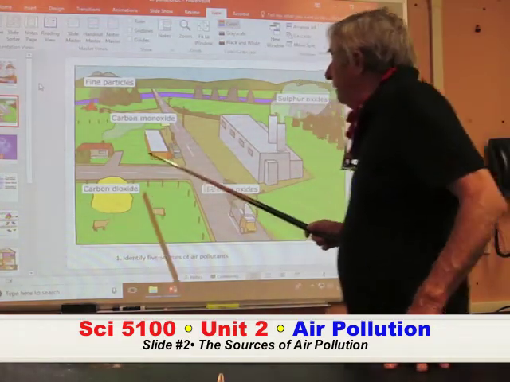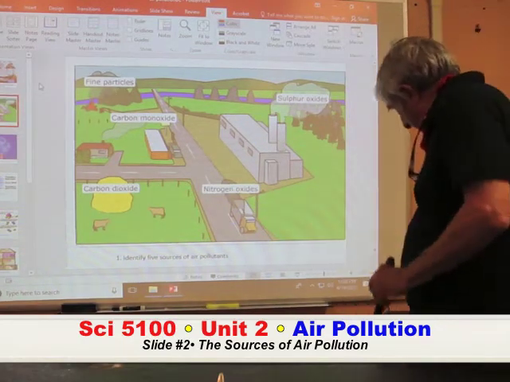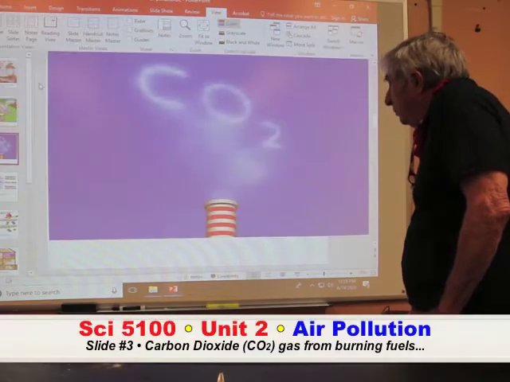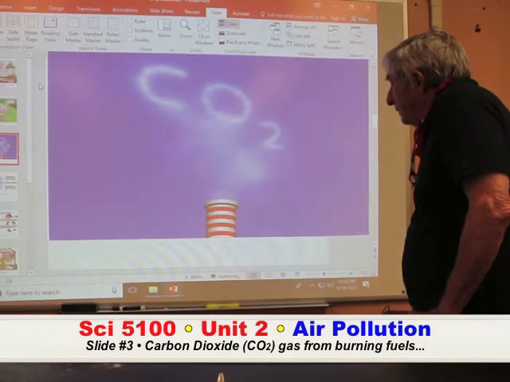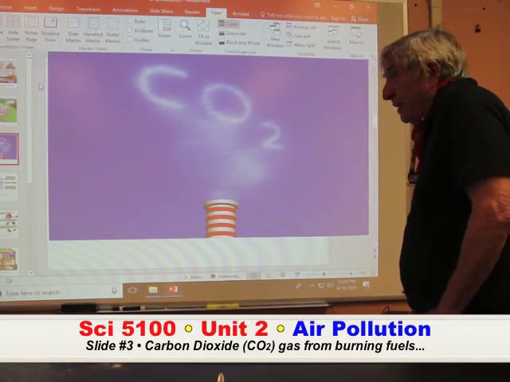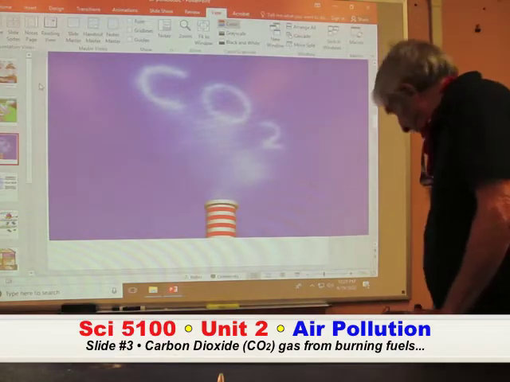So here we have examples of chemical substances, harmful substances, pollutants coming to us from the air. And you can see this little cartoon here. Not a big exaggeration, because the CO2 that accumulates in the atmosphere comes from the burning of fuels.